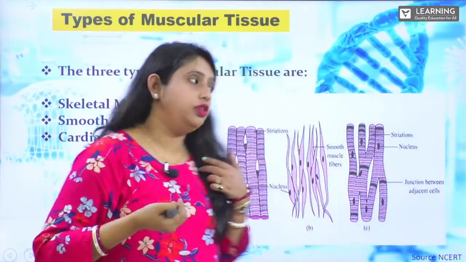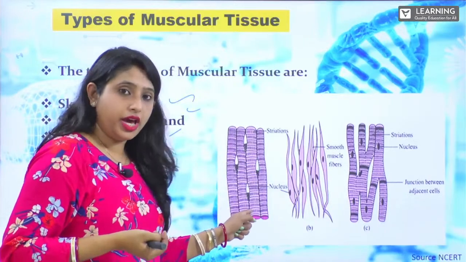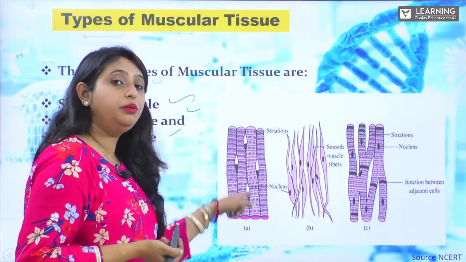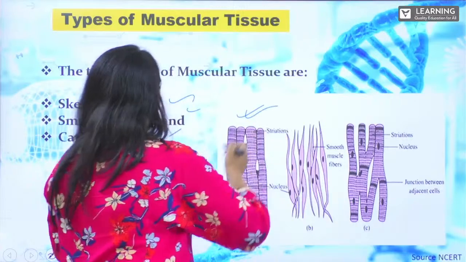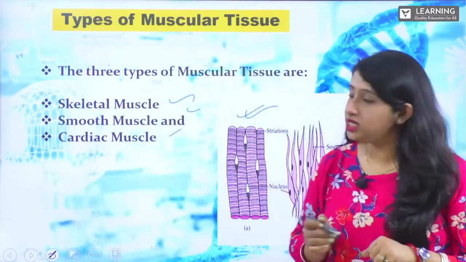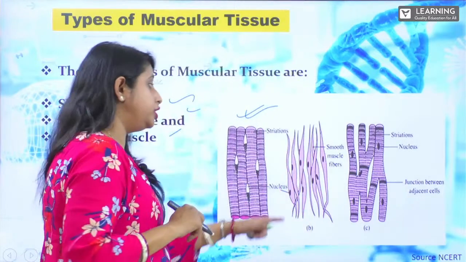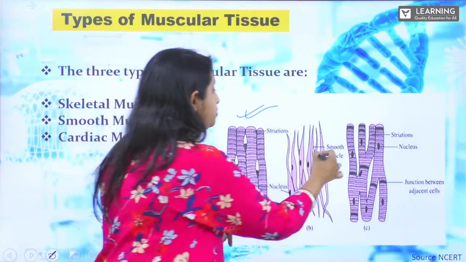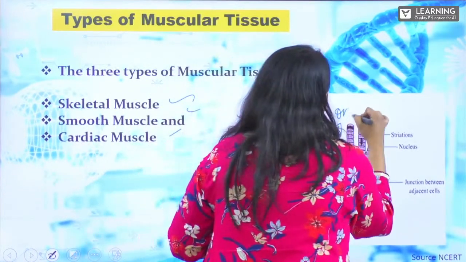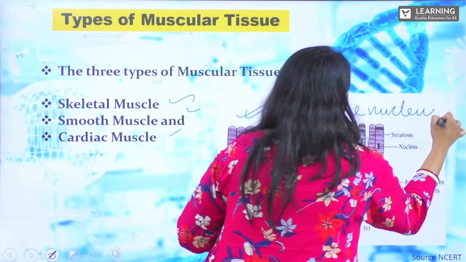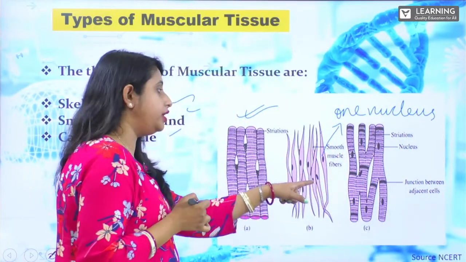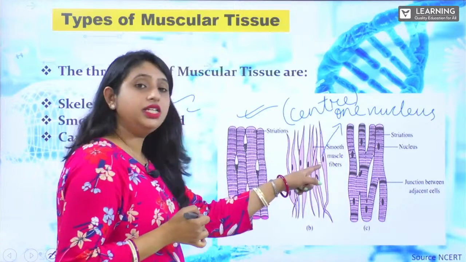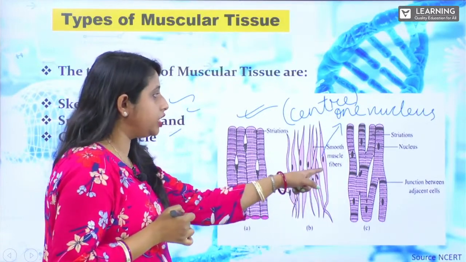When you look into the diagram in your NCERT, you will see this type of diagram. I'll explain about the light and the dark bands. Here you will see multiple nuclei in the skeletal muscle or the striated muscle. The smooth muscles are spindle shaped. How many nuclei are there? There will be a single nucleus, only one nucleus, and it is located in the center. Clear? As you can see, the nucleus is located in the center.